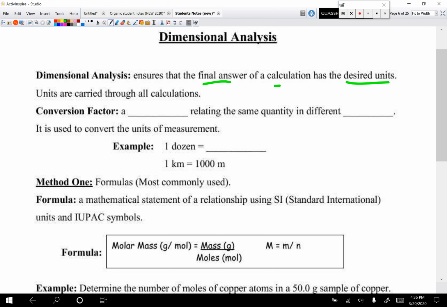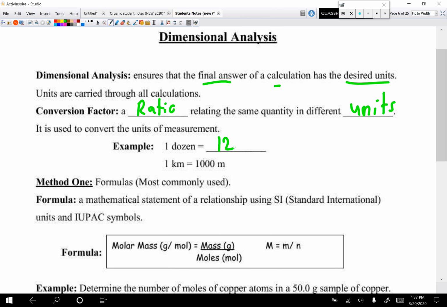It's kind of a conversion factor, all right? So a conversion factor is just a ratio that relates the same quantity but in different units. For example, we know 1 dozen equals 12. So you go get a dozen eggs, you have 12, right? And that's your conversion factor. Same thing, a conversion factor could be 1 kilometer, which we know is 1,000 meters.